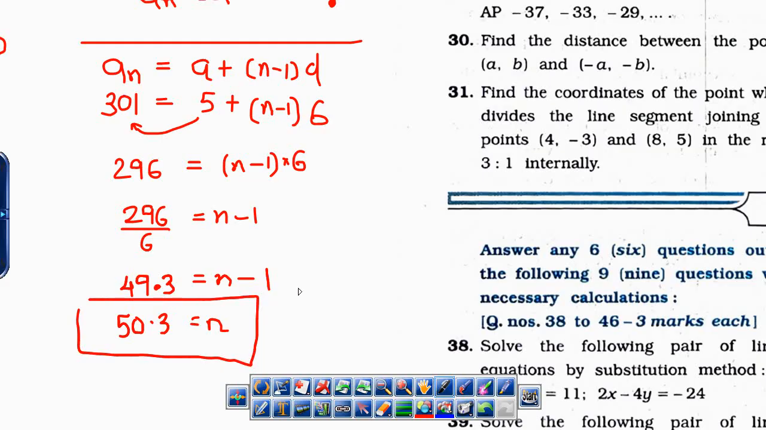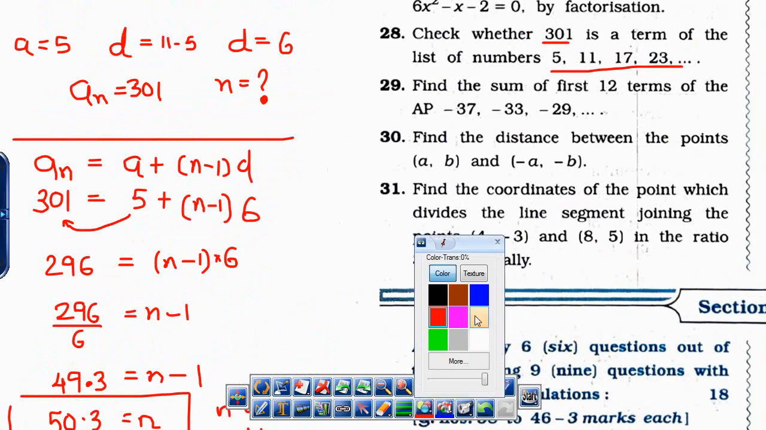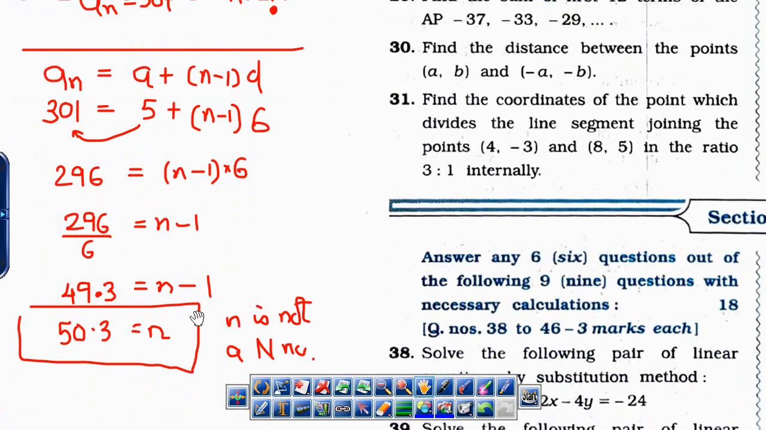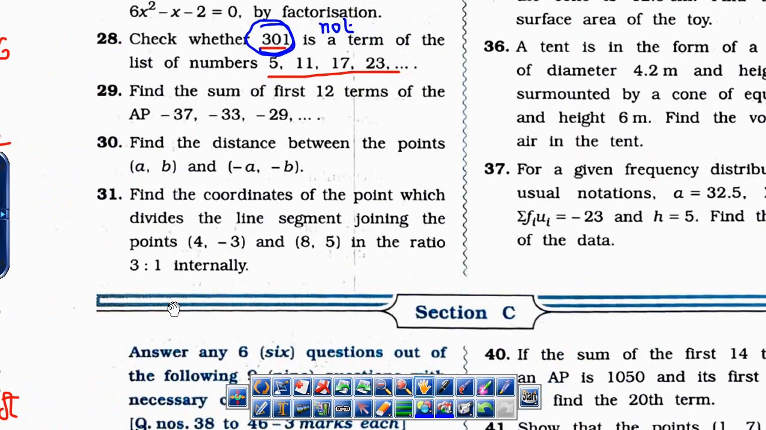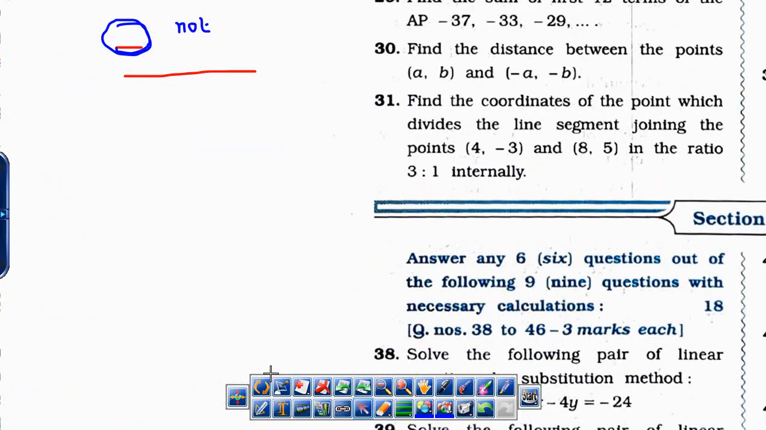N is 50.3 and N is not a natural number. और N अगर नेचुरल नंबर नहीं है, इसका कंक्लूजन इज नो, 301 is not a term of the list of the numbers because N natural number नहीं. अगर N natural number आता तो आंसर yes होता. करेक्ट हो ना?